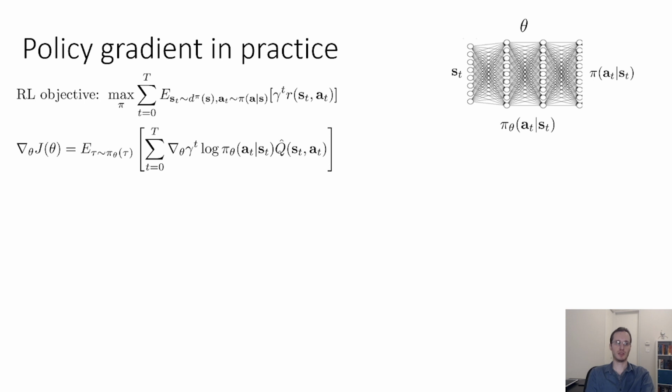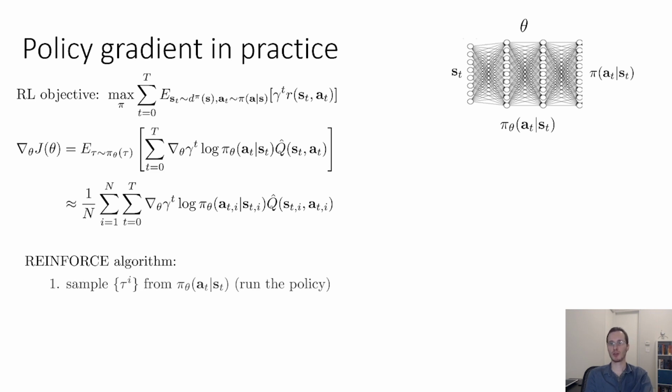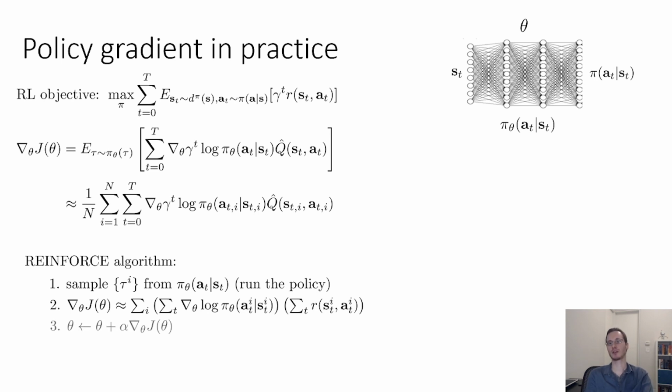So how would we implement policy gradients in practice? Well, the same way that we estimated J of theta using samples, we would estimate grad theta J of theta using samples. The resulting algorithm, which is often referred to as REINFORCE, following Williams' original paper, works like this. Sample some trajectories from your policy by just running the policy, rolling it out in the world. Estimate the gradient using the formula above and the samples you've just generated, and then take a gradient ascent step with some learning rate alpha.